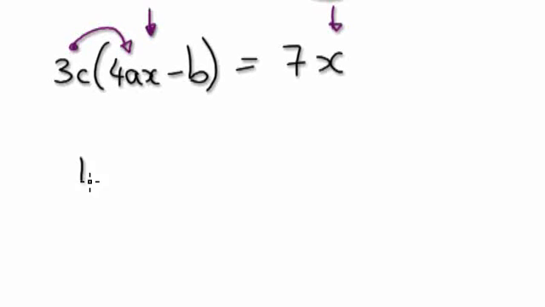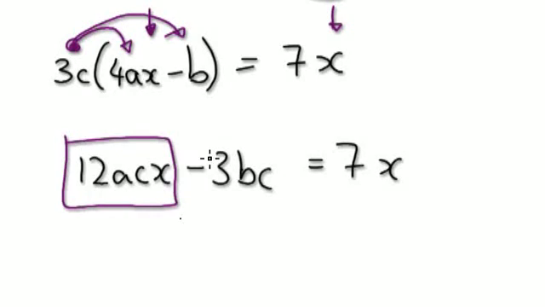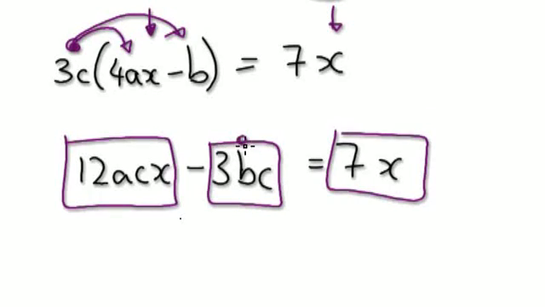So it will be 12acx, and then this times this, minus 3bc equals 7x. Okay, get all the x's on one side and all the rubbish on the other side. So you can visualize this as one block. Take away this block equals this block. Let's move this block to the other side, and then later on we can move this over here.